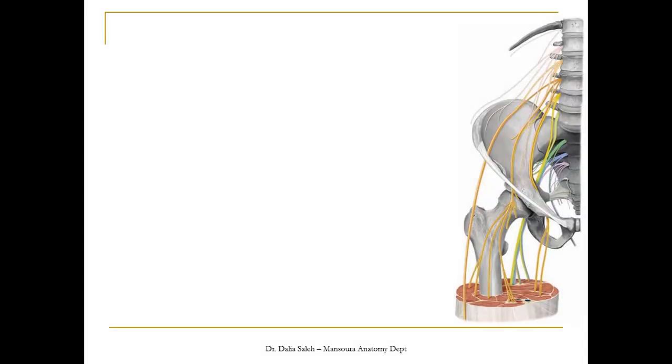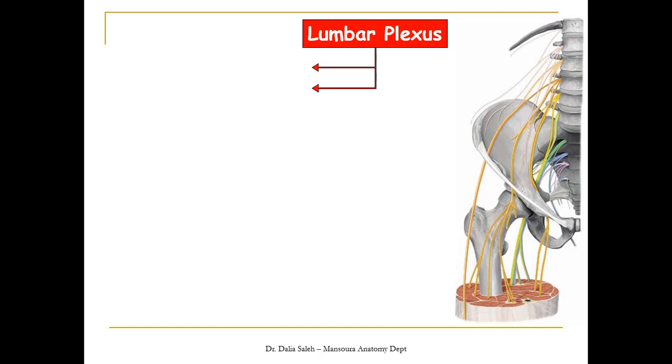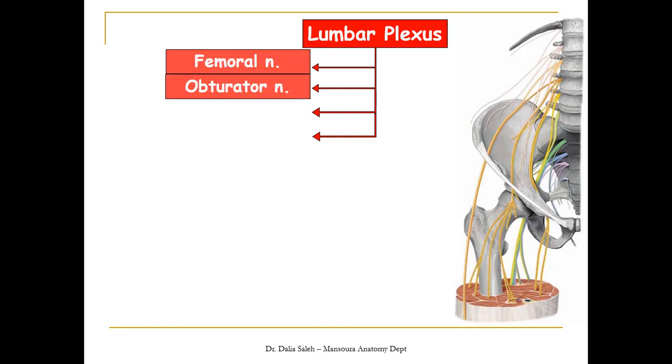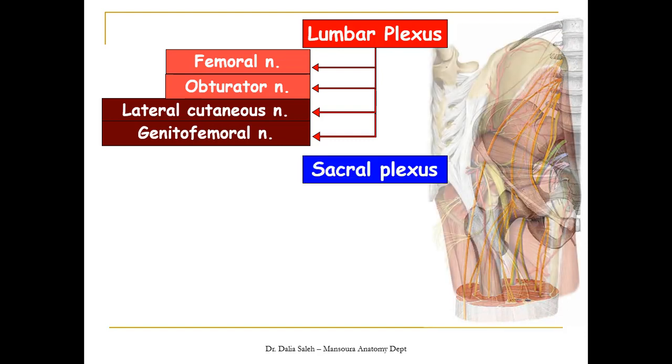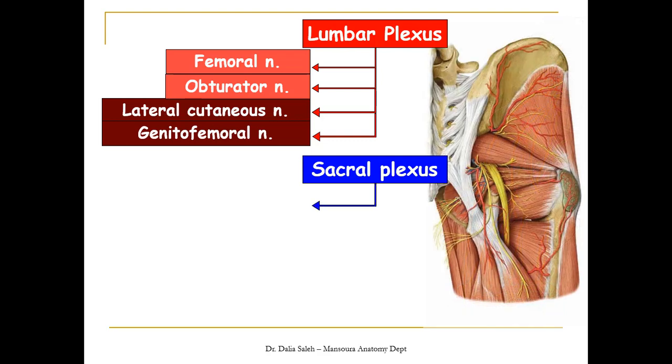The nerves of the lower limb come from two sources, the lumbar plexus and the sacral plexus. The lumbar plexus gives many branches. We only focus on 4 of them regarding the nerves of the lower limb. Of course, we have the femoral nerve, the obturator nerve, and 2 cutaneous nerves, the lateral cutaneous nerve of the thigh, and the genitofemoral nerve. The other source of nerves to the lower limb is the sacral plexus, which also gives 4 branches that concern us in the lower limb.